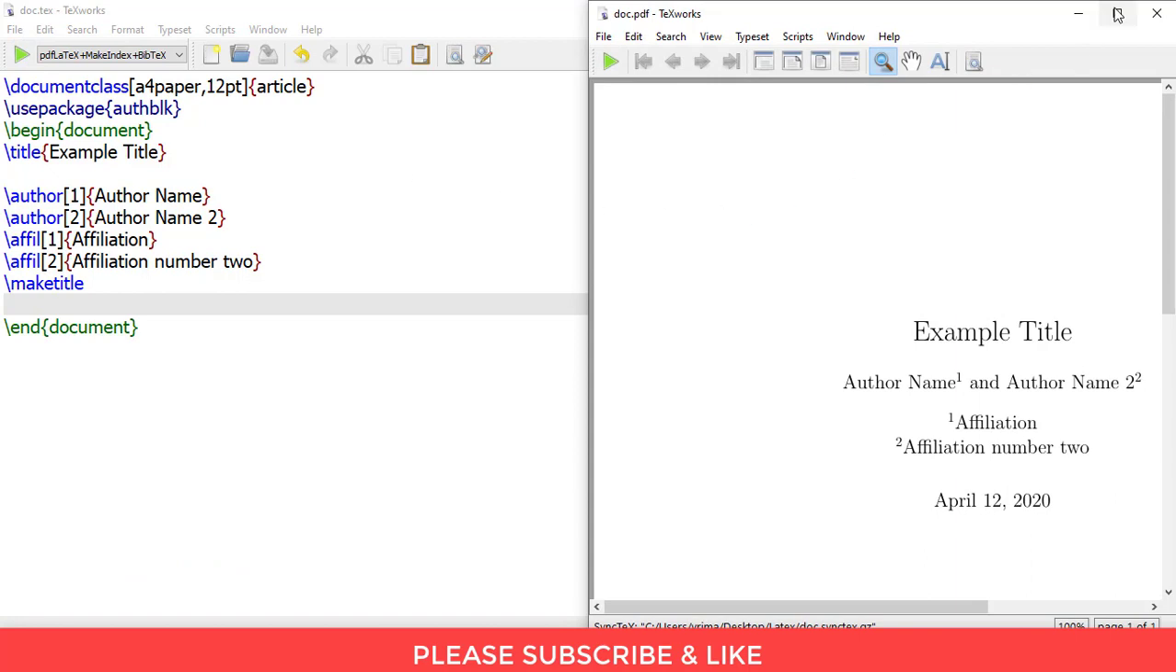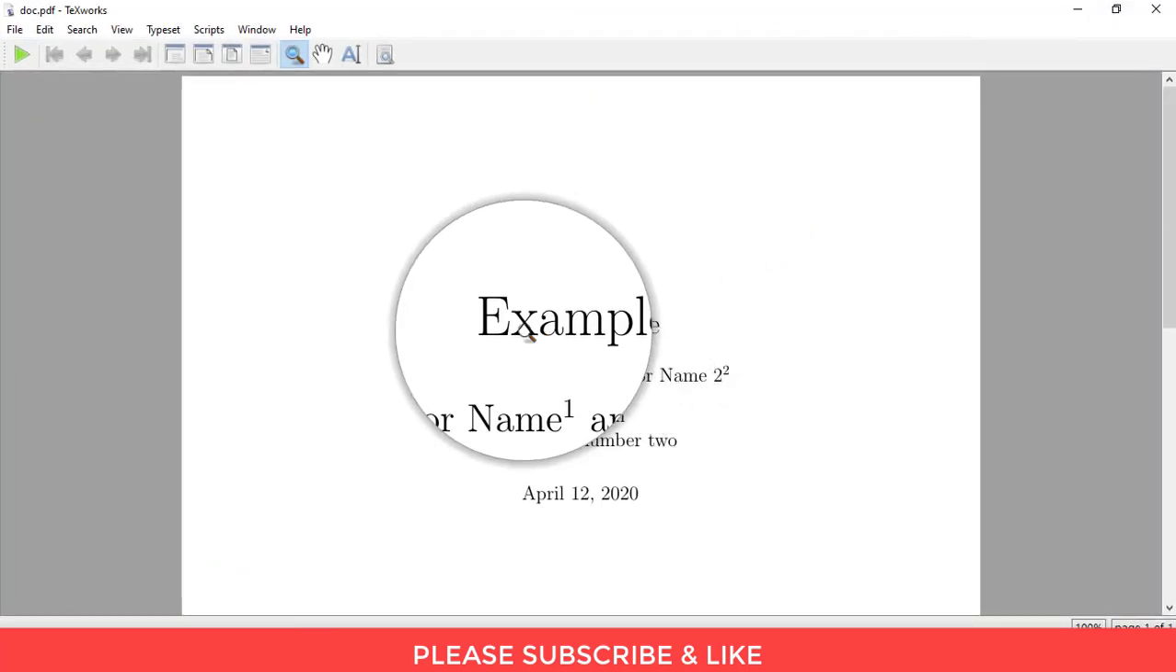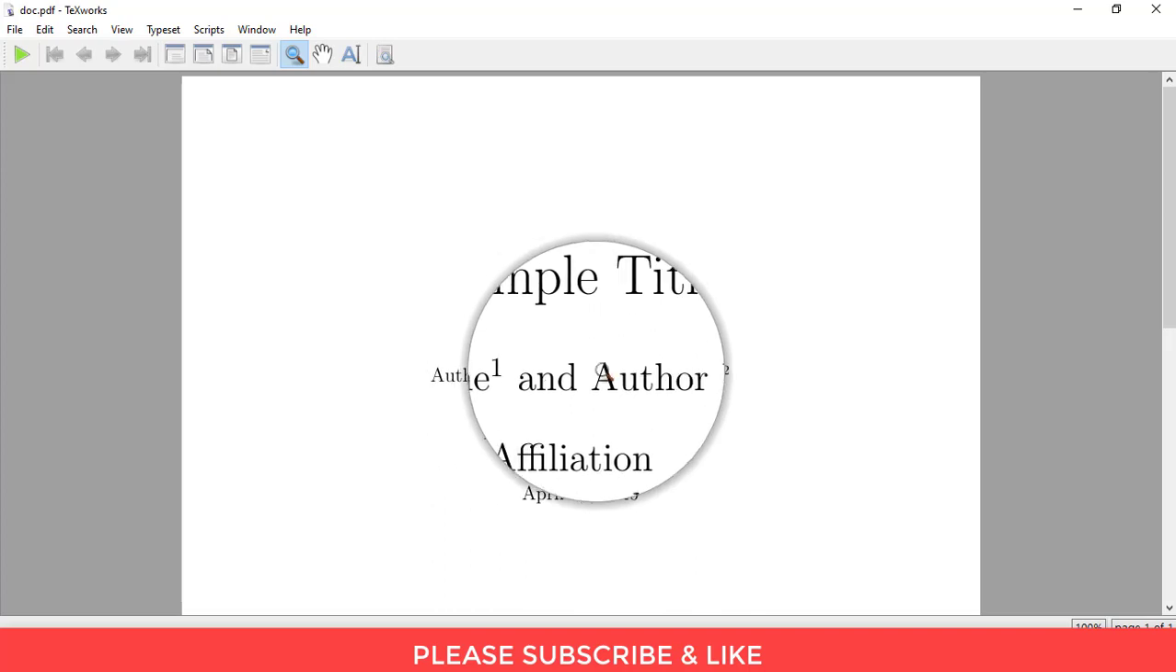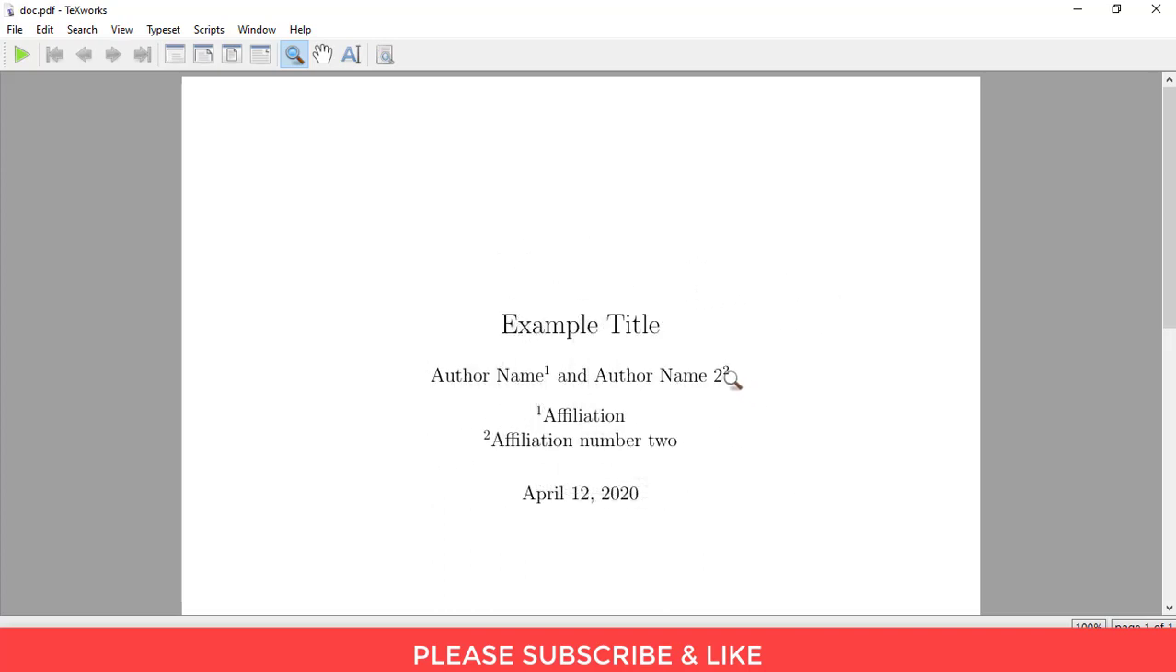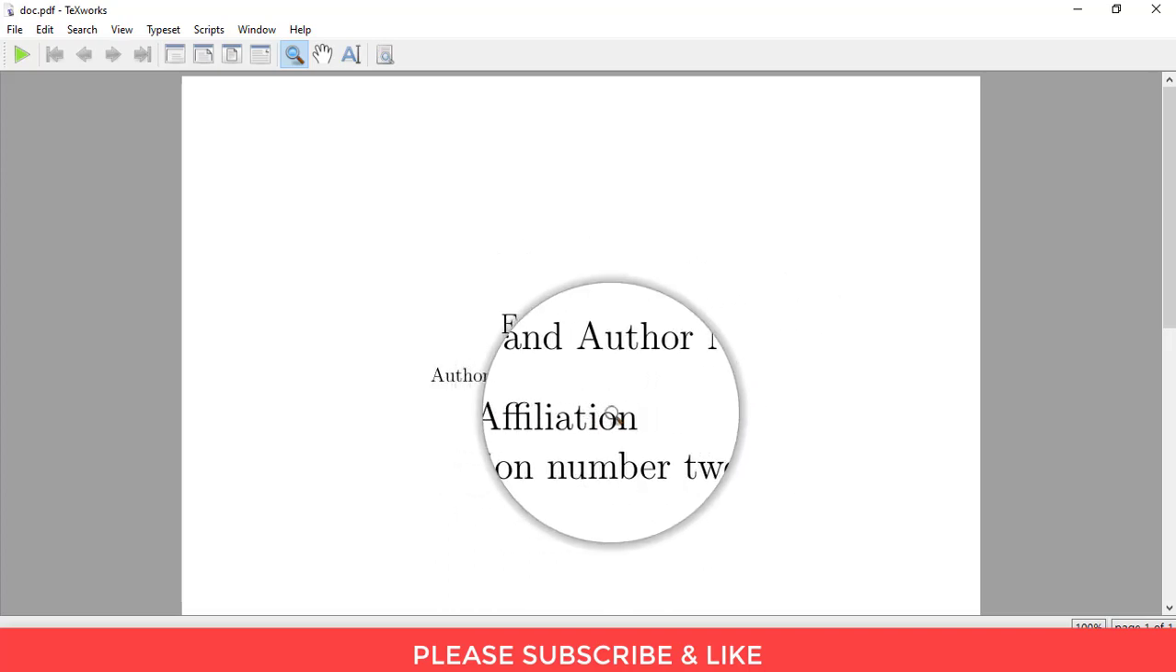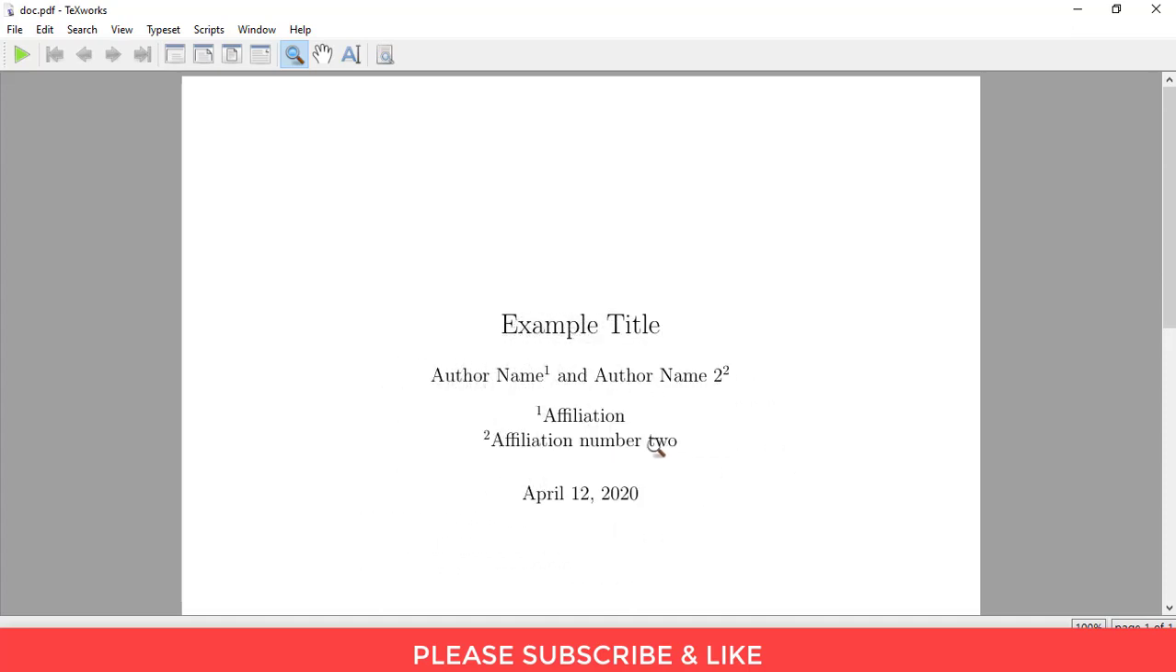So here you have, this is the title of your project. Here's the author name 1 and author name 2. And one is for affiliation 1 and one is for affiliation number 2. Suppose author 1 is from a certain university, you can name this as University 1. And if author 2 is from a separate university, you can add the other affiliation as well.